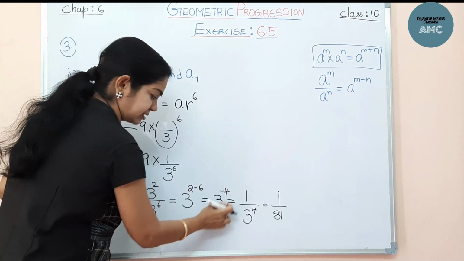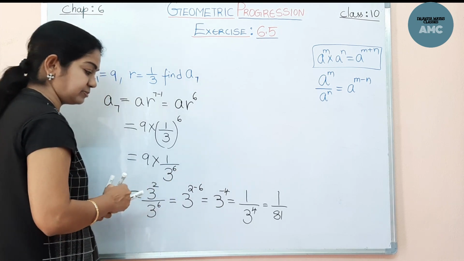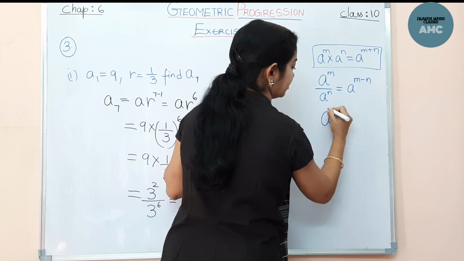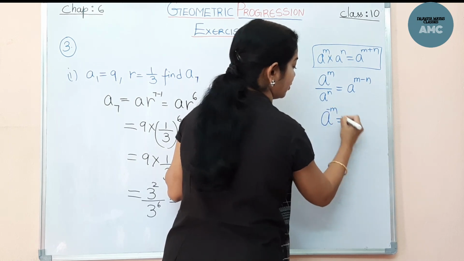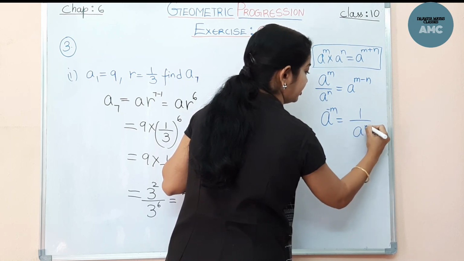Now did you understand this? A minus in the exponent becomes a plus if it comes down. If I want to remove the minus in the exponent, I have to write it this way. This is another law of indices, right?